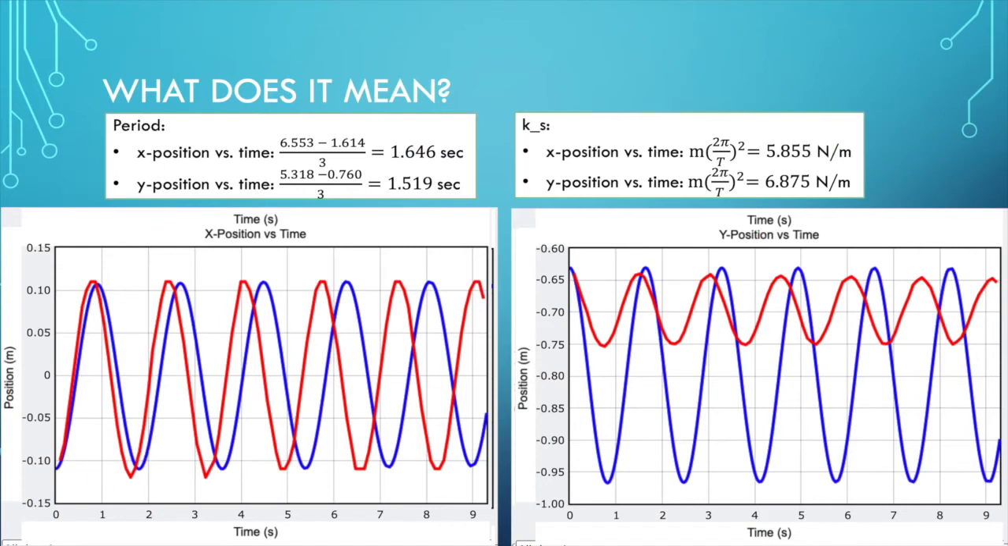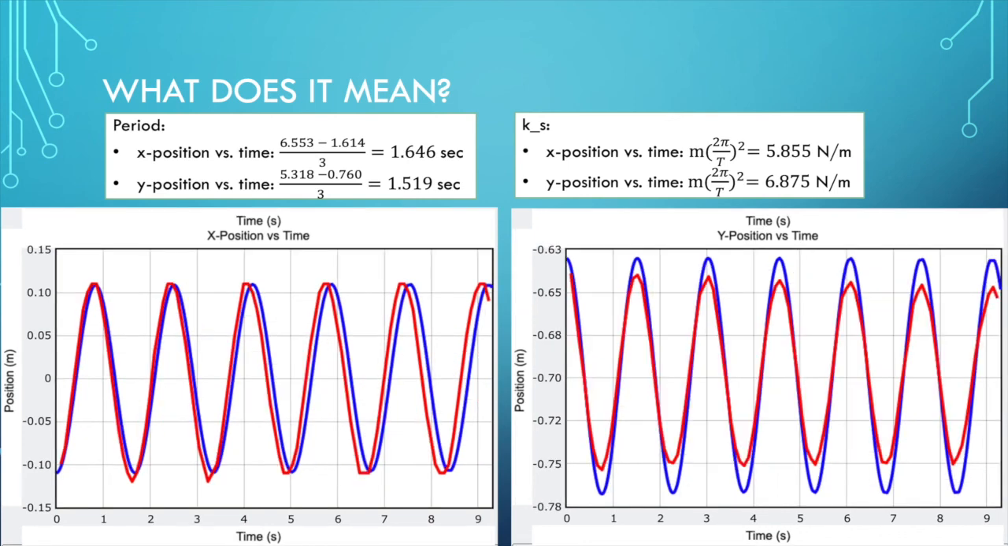To answer the second "what does it mean" question, we first calculate the period using the X position versus time. Like the Y position versus time, we find the time when it reaches the first trough and the time it reaches the fourth trough, take the difference and divide by 3. Using this period, I calculate the stiffness of the spring as shown and get 5.855 newtons per meter. Using this K value, we compare the X position versus time and the Y position versus time. And we see there's a greater difference here than it was previously.